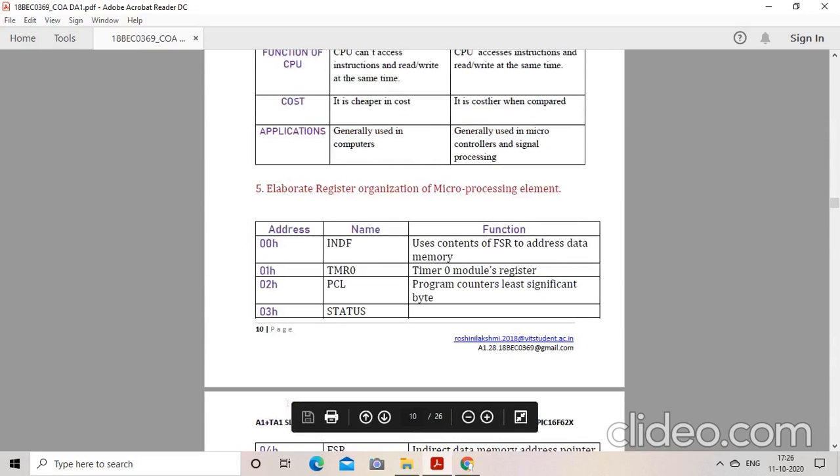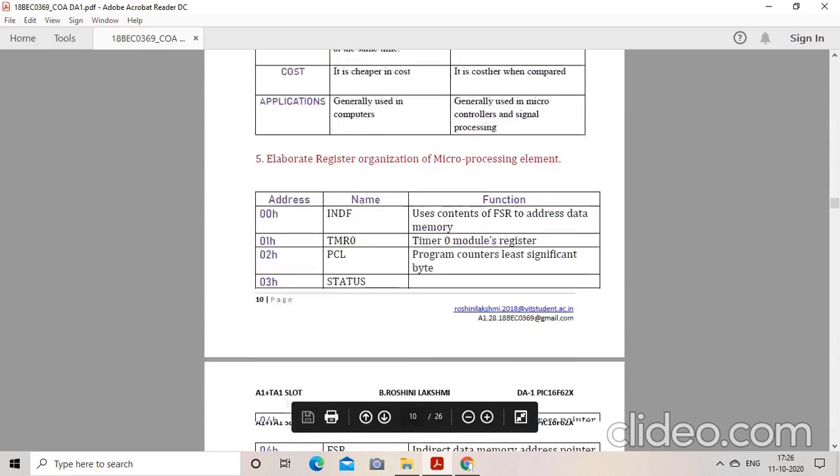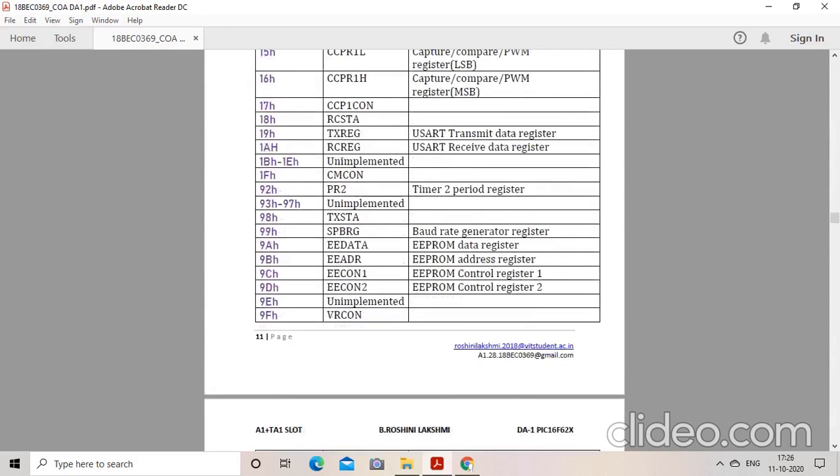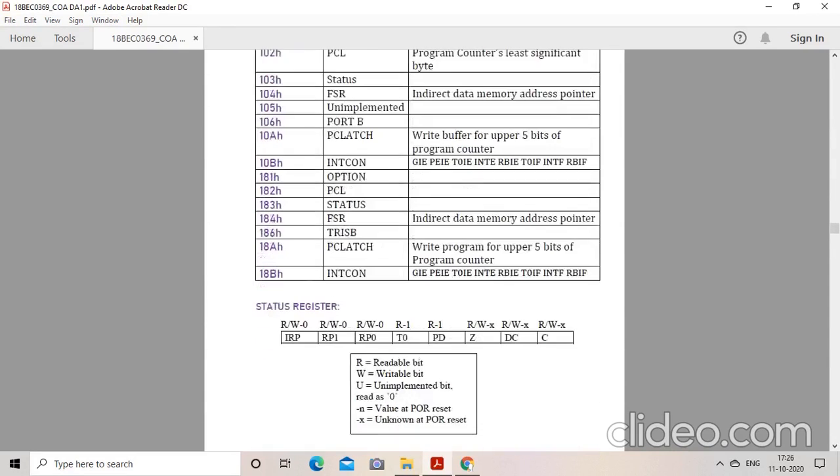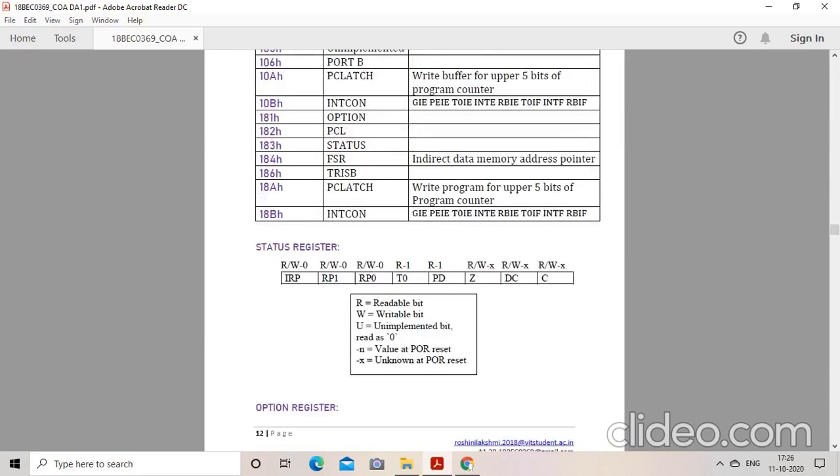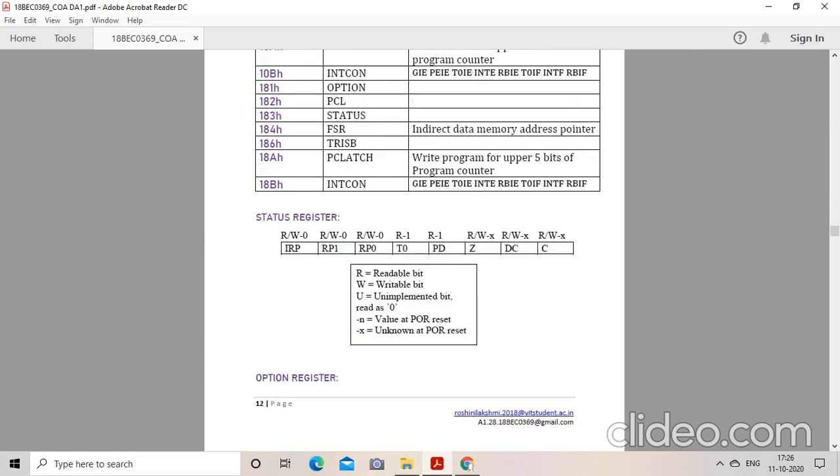Status registers consist of 8 blocks. R represents the readable bit, W is the writable bit, or W0, in the sense that this bit is readable as well as writable. U is the unimplemented bit, read as 0. N is the value at POR reset. X is unknown at POR reset.